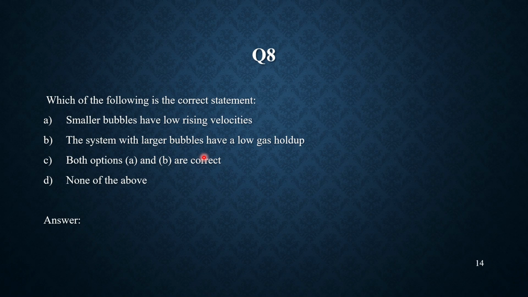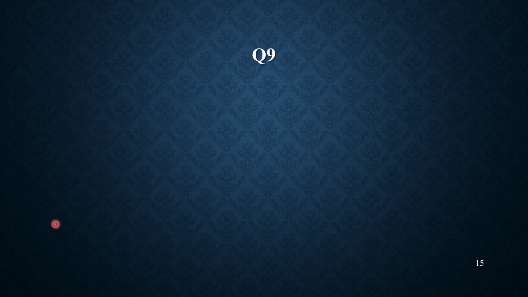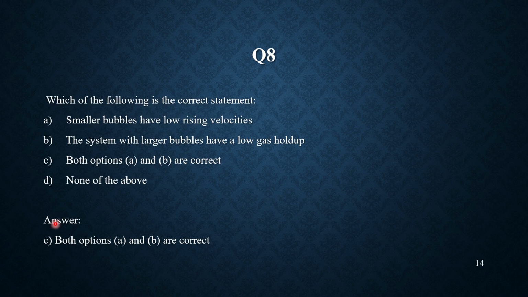I hope you are getting my point. So what I am trying to say is, for the smaller bubbles we have low rising velocity, and for the smaller bubbles we have higher gas holdup. So the inverse case is again true, which is that for the larger bubbles we have low gas holdup. So both options A and B are right. So I hope it is clear. If you have any doubts, you can always ask.